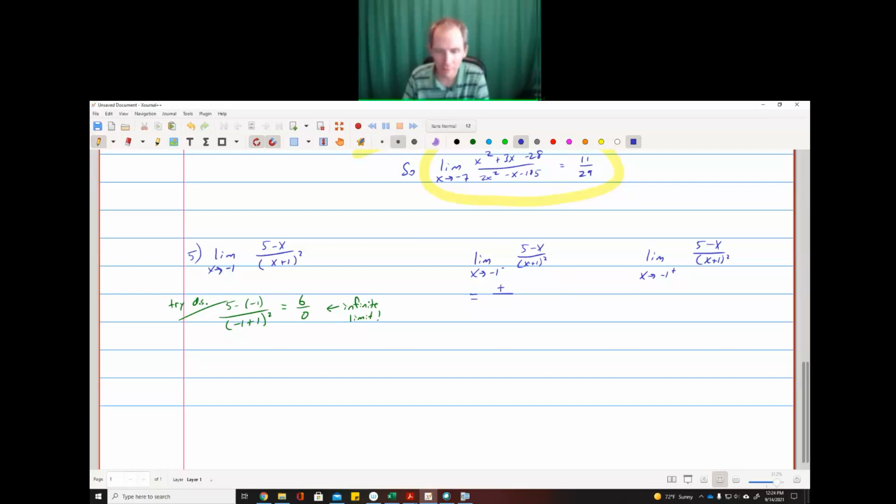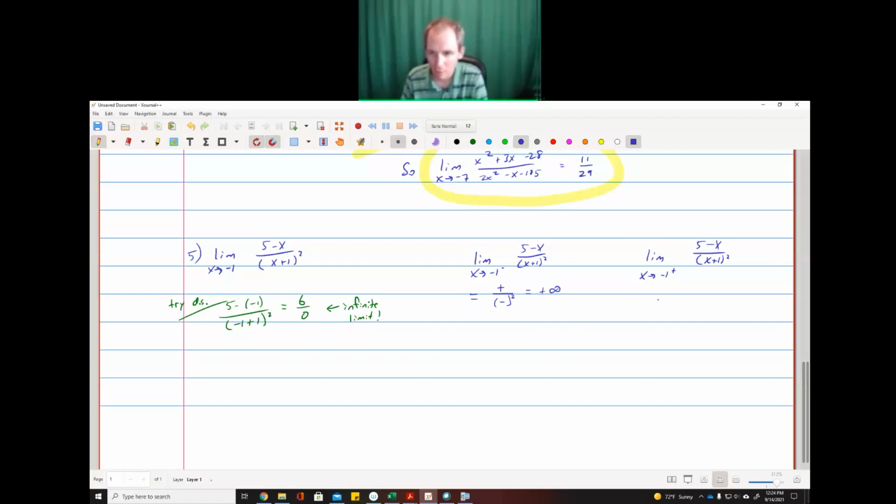And in the denominator, if I plug in something very close to -1, but from the left, then when I add 1, it's going to be close to 0, but it's going to be negative. However, when it's squared, I get a positive over a positive, which is positive infinity.